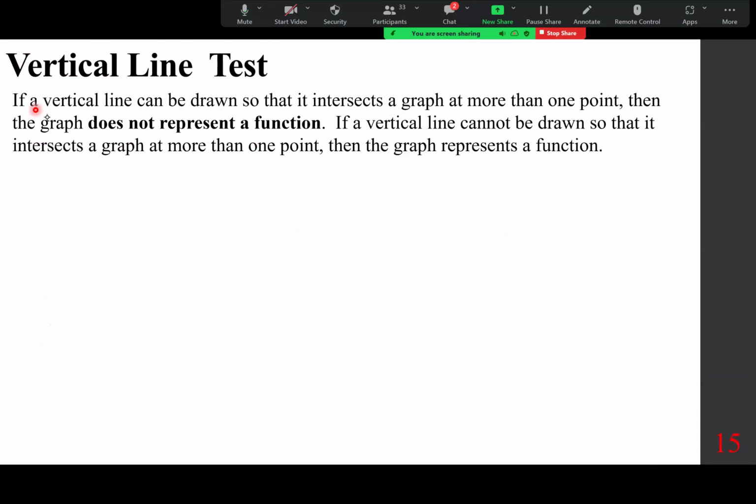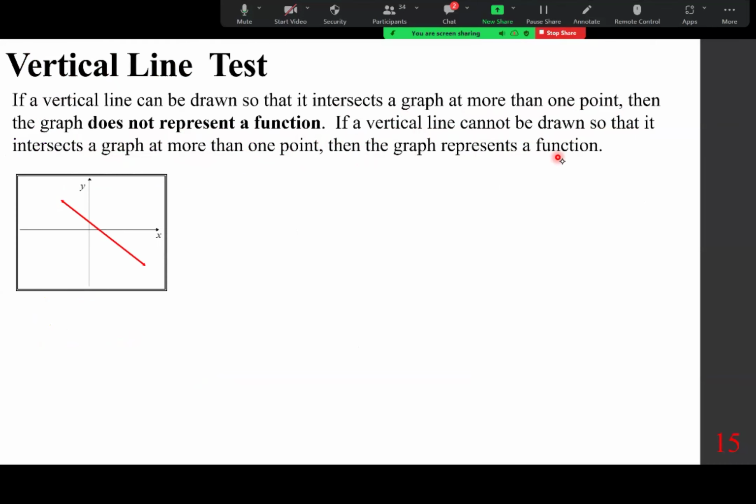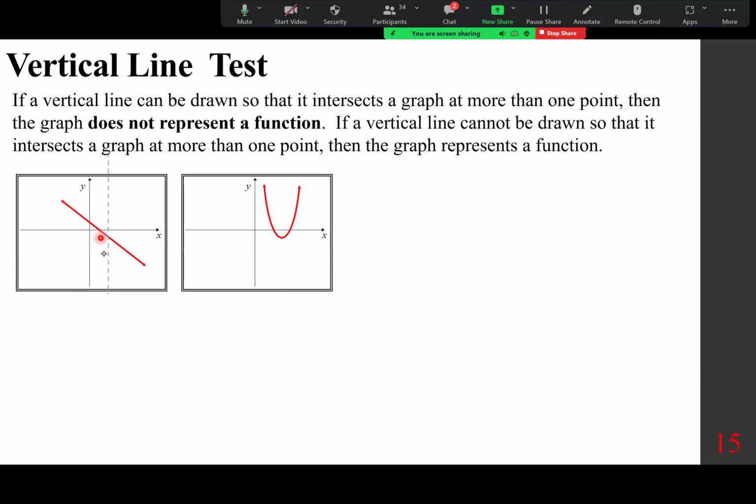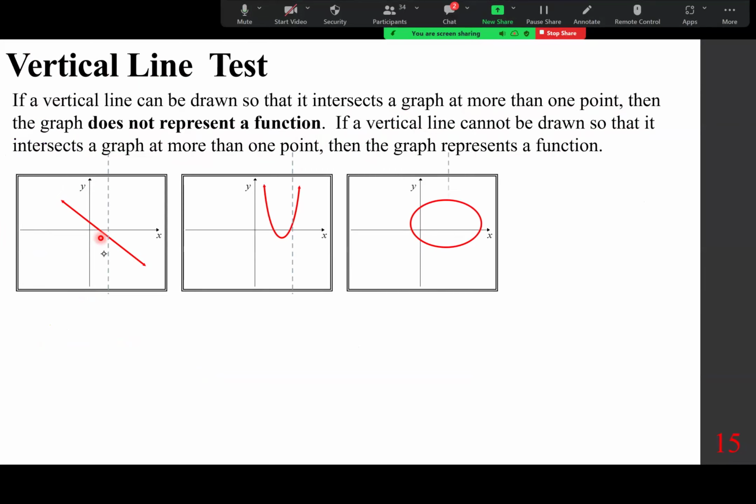Vertical line test. If a vertical line can be drawn so that it intersects a graph at more than one point, then the graph does not represent a function. If a vertical line cannot be drawn so that it intersects a graph at more than one point, then the graph represents a function. That's simple to see. As you can see, this is a function because no vertical line can cross it more than once. This one is a function.